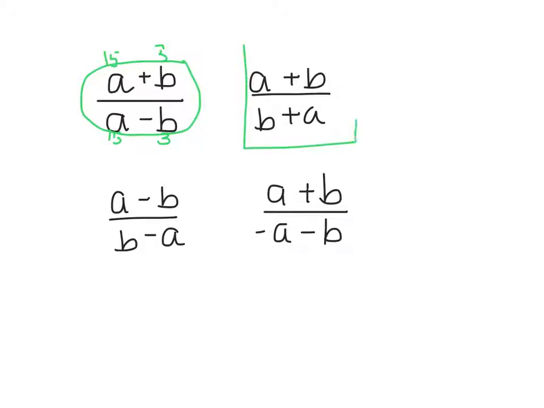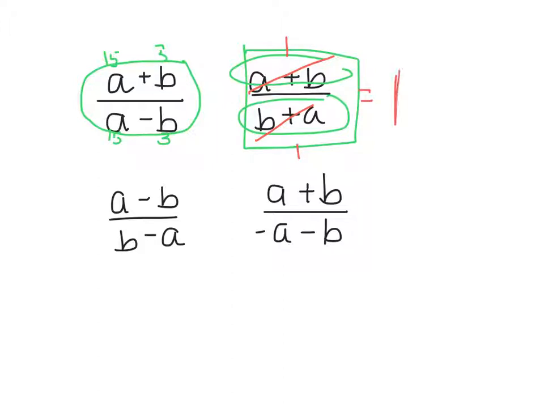Hopefully, we recognize that A plus B, the numerator, and B plus A, the denominator, are the same value for any possible values of A and B. So, in fact, the numerator and the denominator do divide out to be 1. And to be very thorough, I'll show that as 1 divided by 1, which is 1.